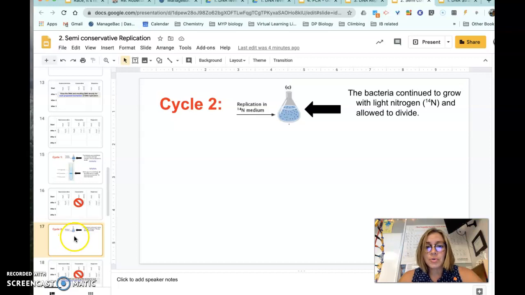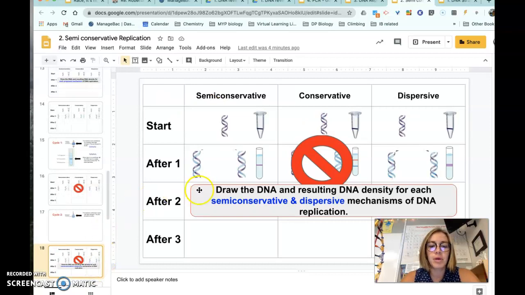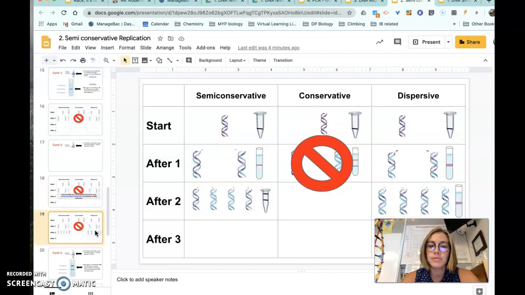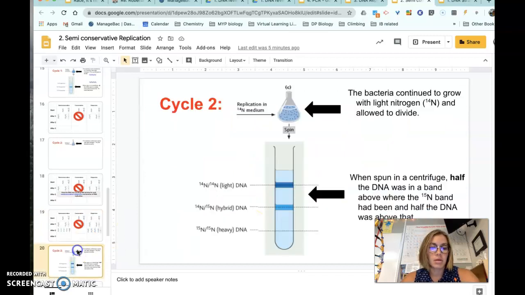So with cycle 2, they now went about putting it in a replication process. They were allowed to continue to grow with light nitrogen and allowed to divide. So the bacteria are now going through one more division process. We know that whenever the bacteria doubles its number, it's only doubled its DNA once, okay? And if we predict what it would look like, we'd start to see a little bit more of a spread, right? We'd start to see more strands that are all new, light nitrogen, and then we'd still see those old strands present. And that's what we saw.